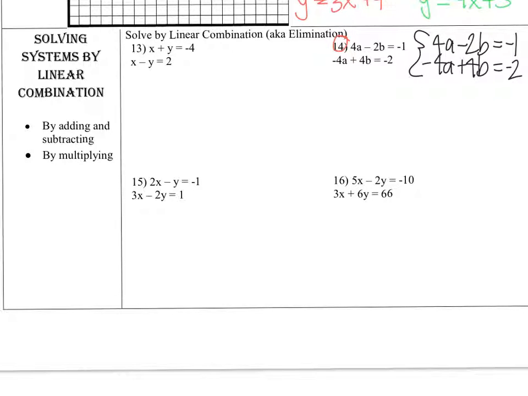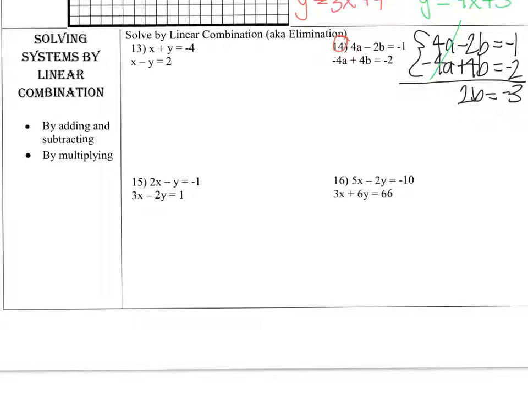Now it's lined up. Okay, so what I'd like to do is add or subtract these to eliminate one of the variables. And right off the bat, I think you and I both see which one it is. It's a, right? 4a plus negative 4a will be 0. So I end up with negative 2b plus 4b. That's 2b equals negative 1 plus negative 2, which is negative 3.